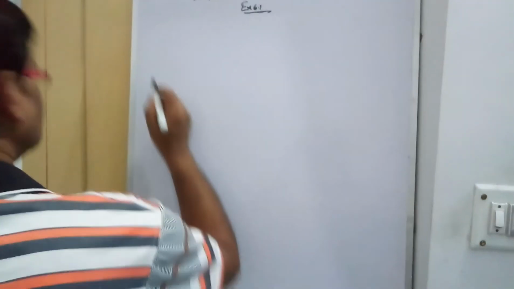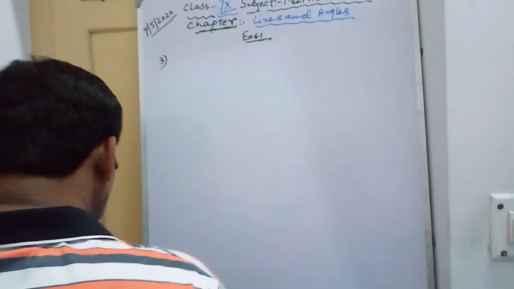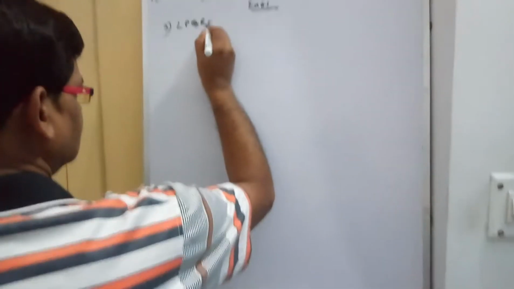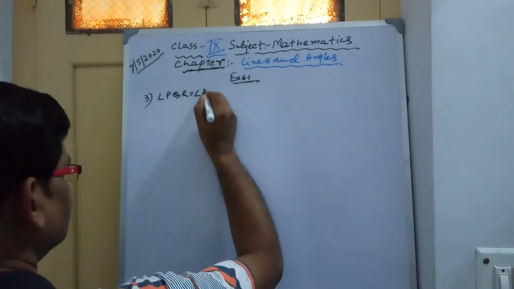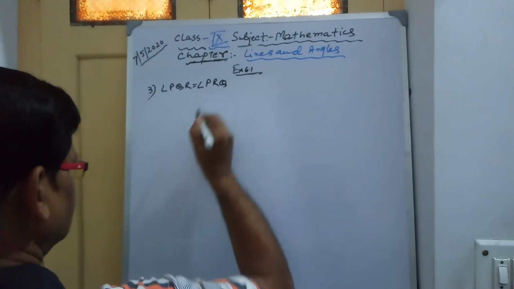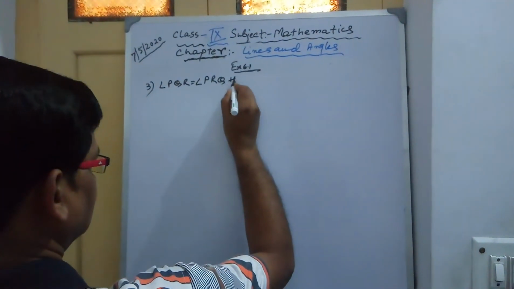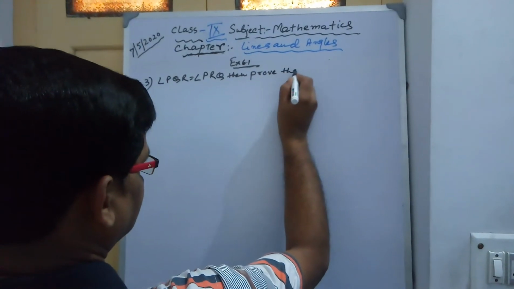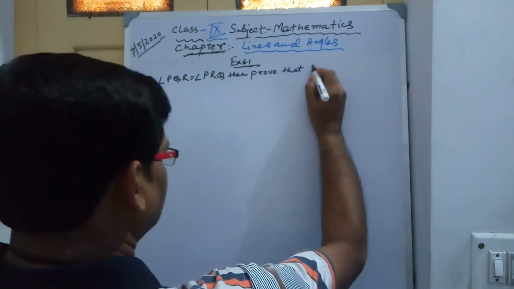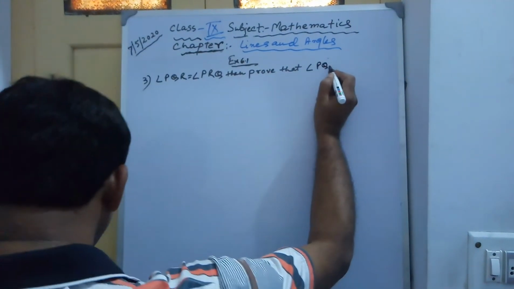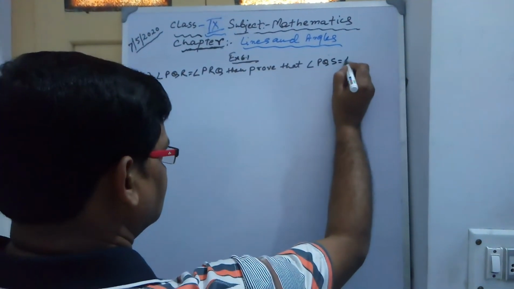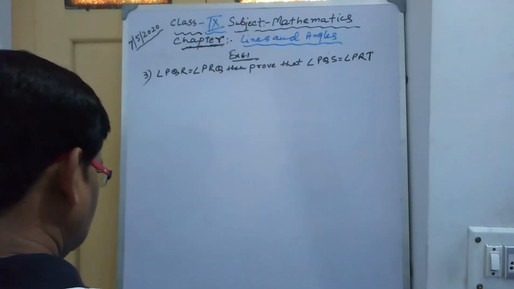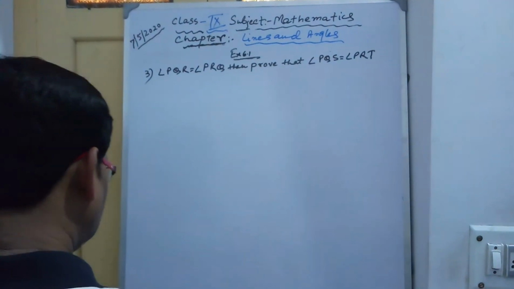Next question. Angle PQR equal to angle PRQ. Then prove that angle PQS equal to angle PRT. So first we draw the figure.